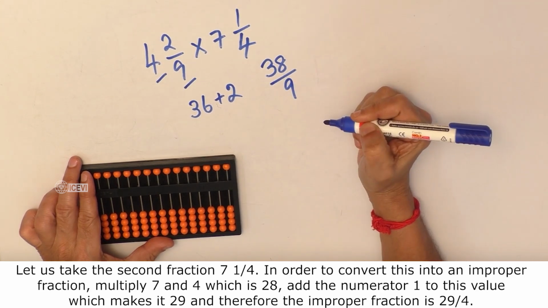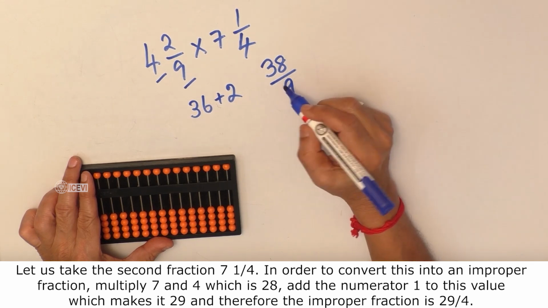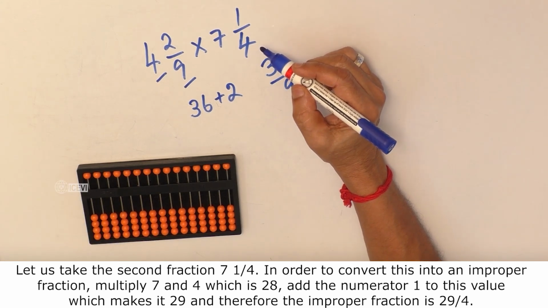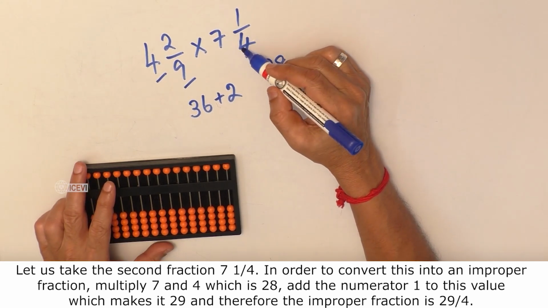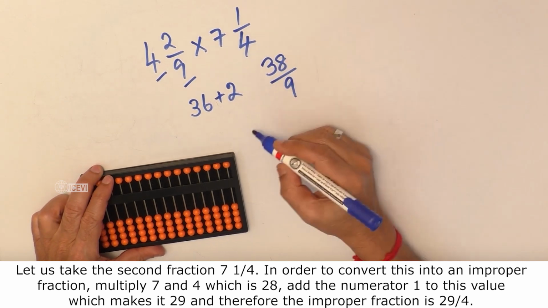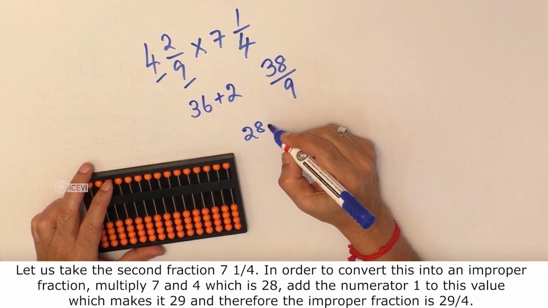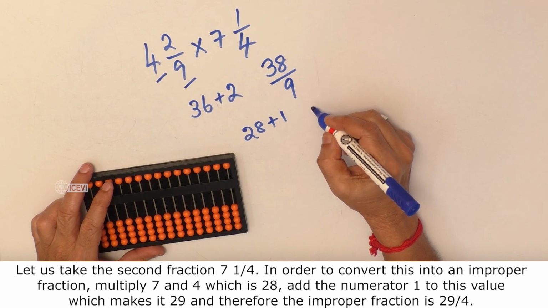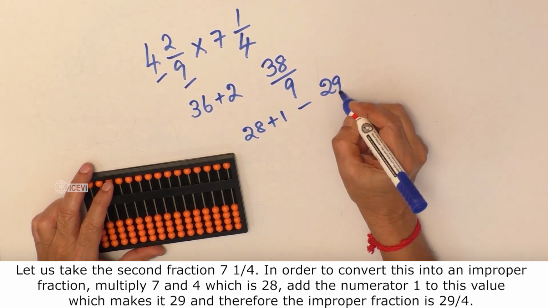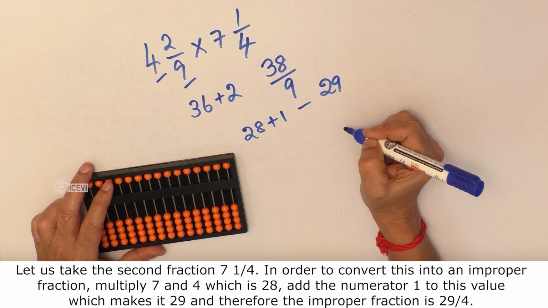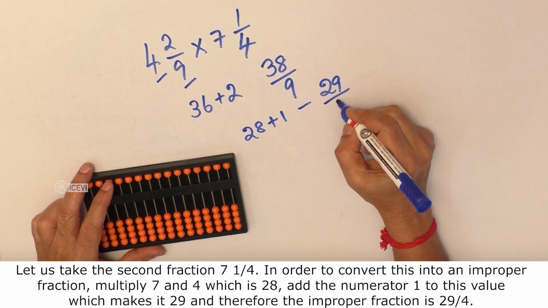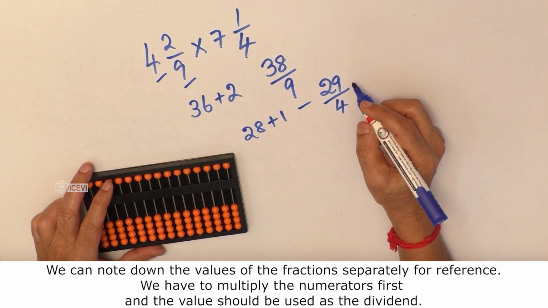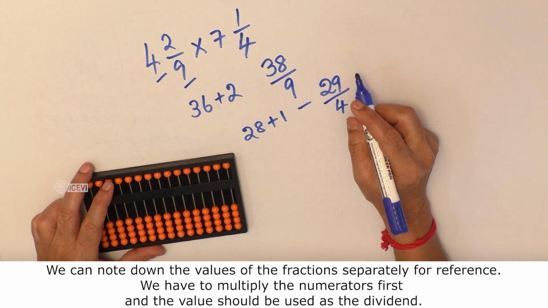Let us take the second fraction 7 1 by 4. In order to convert this into an improper fraction, multiply 7 with 4, which is 28, add the numerator of the second fraction, which makes it 29, which is the numerator of the improper fraction, with 4 as the denominator. We can note down the values of the fractions separately for reference.